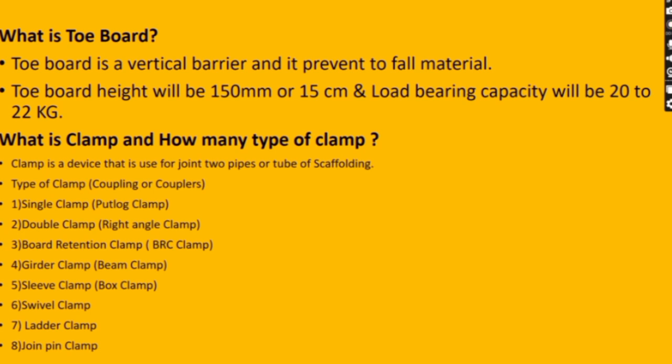What is clamp? And how many types of clamp? Clamp is a part of scaffolding that is generally used to join two pipes or tubes of a scaffolding. There are eight types of clamp: putlock clamp, also known as single clamp, double clamp, right angle clamp, board retention clamp, also known as BRC clamp, beam clamp, sleeve clamp, swivel clamp, ladder clamp, and joint pin clamp.